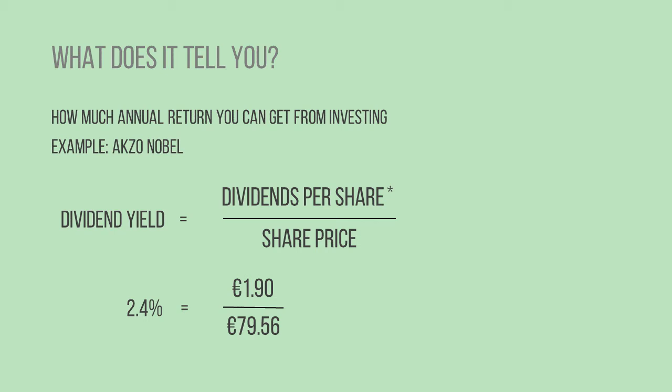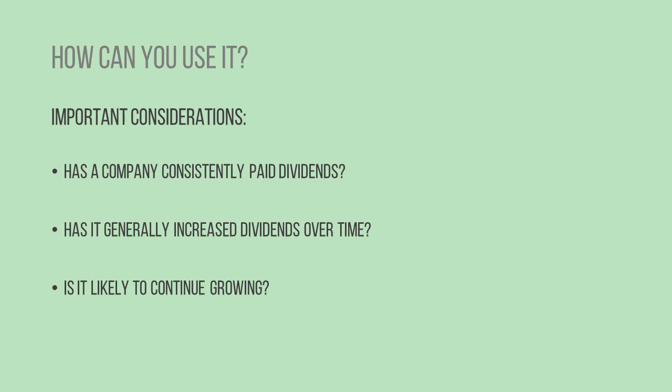So the question is, how can you use it? And there's some important considerations. The first thing is, has the company consistently paid dividends? Because if it's a yield that you expect to be ongoing, then the idea is that that will continue into the future. Then the next thing is, has it increased the dividends over time? And you might then expect your yield at this price to increase if they then pay more dividends. And is that business likely to continue growing?